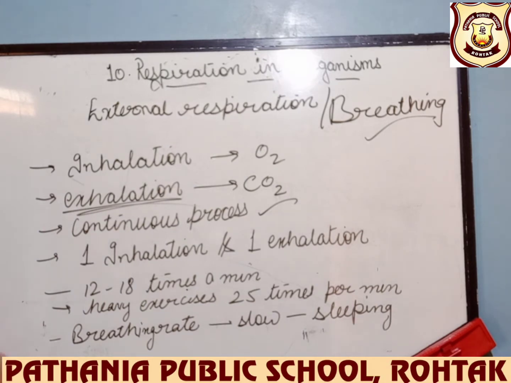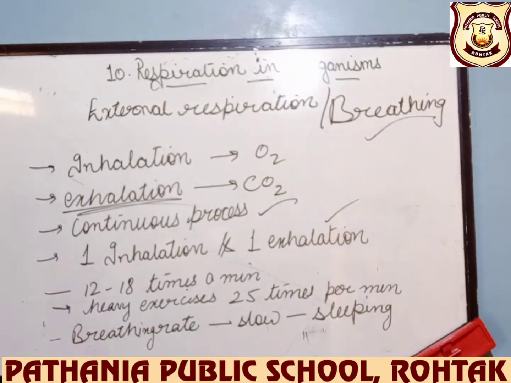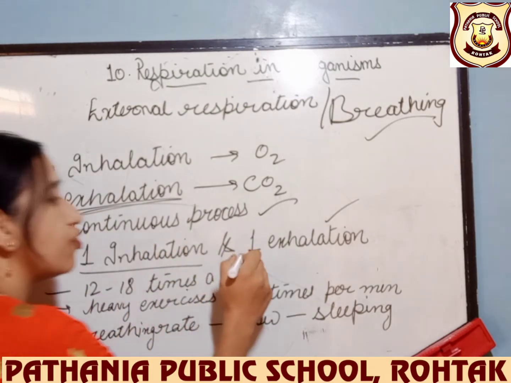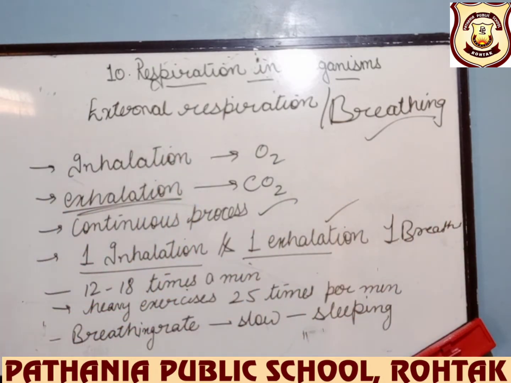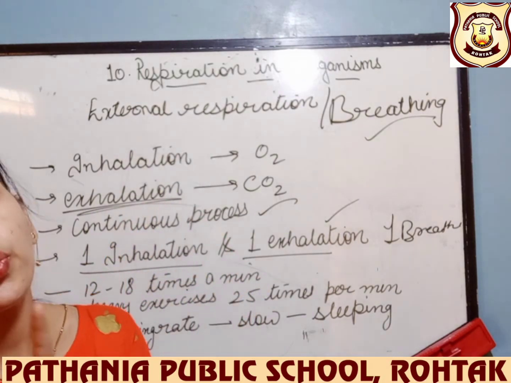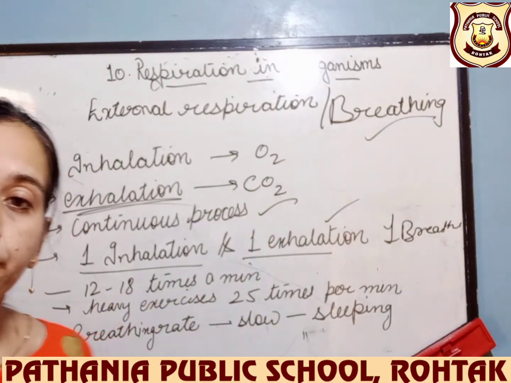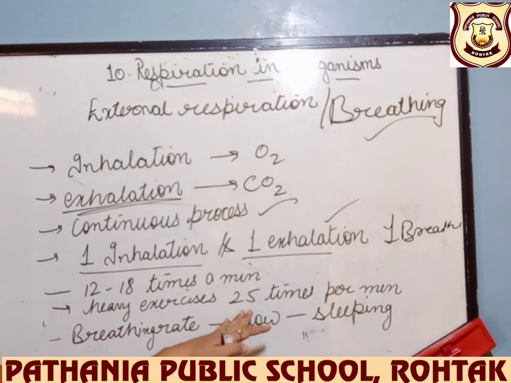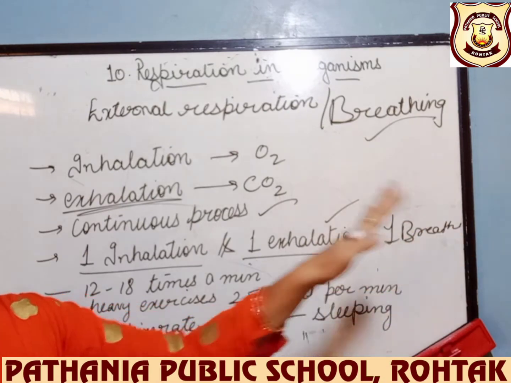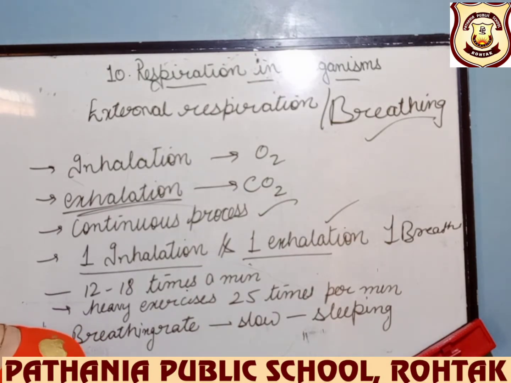Let's talk about the breathing rate. First, we are very much aware that one inhalation goes with one exhalation. That means one breath. Again I repeat, one inhalation with one exhalation means one breath. In normal condition, in a healthy person, 12 to 18 times a minute a person breathes. When a person is doing heavy exercise or running or doing some extra work, it becomes 25 times per minute, because a lot of energy and oxygen is required, so he or she breathes very fast.